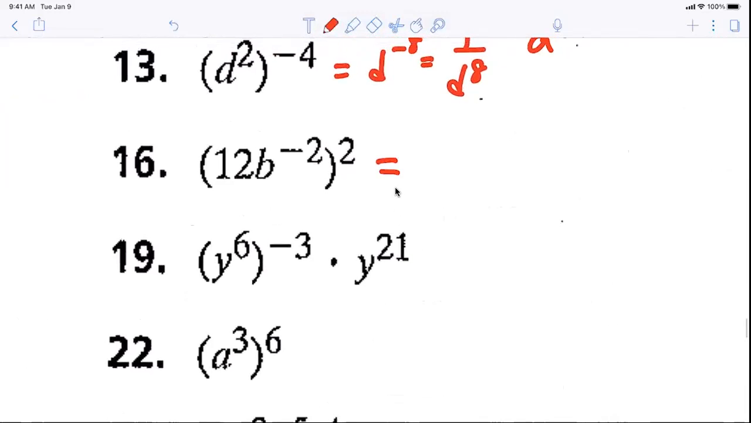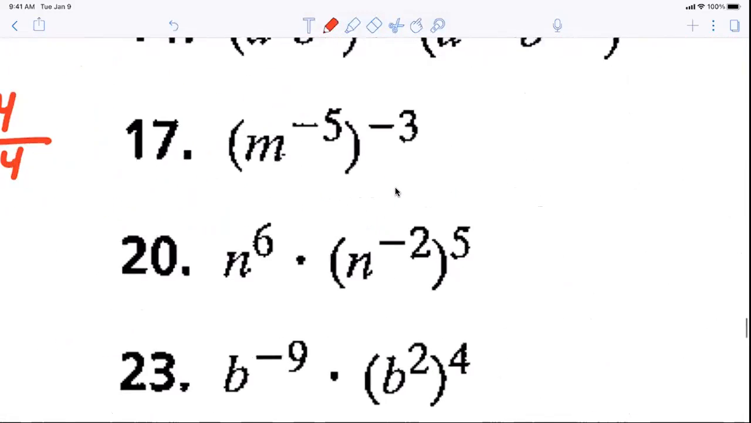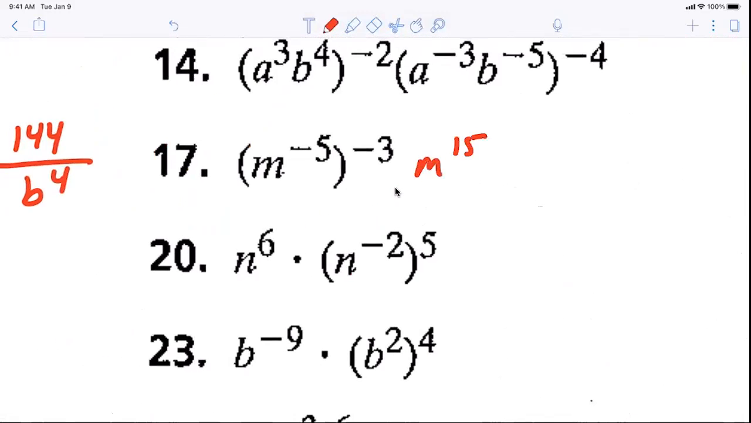16. B to the what? B to the what? Oh, negative 4. Good. And so that's what I heard. Final answer. And then I'm pretty sure it's 144 over b to the 4th. Right, because the only one with the negative exponent is b. That moves. The 144 stays the same. All right, I'm happy. Sienna. Wow. Simple.